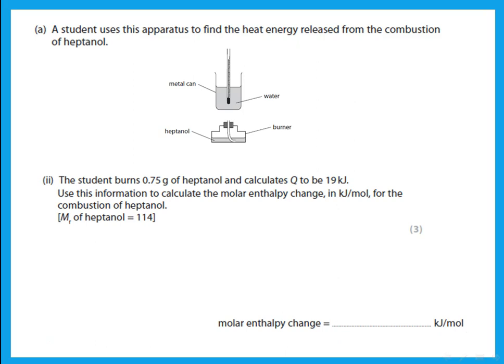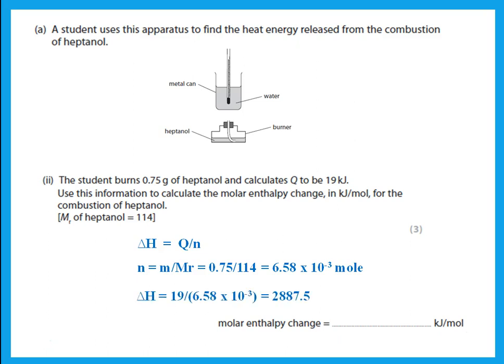Well, I should know that delta H is Q over N. So the first thing that I need to do is get N. Now how am I going to get the number of moles of heptanol? Well, he gives me that I have 0.75 grams. So number of moles in this case is mass over molecular mass. You divide it by the molecular mass of heptanol, which he already gives me. And that gives me the number of moles. And delta H is the Q over the number of moles. So I get a number.